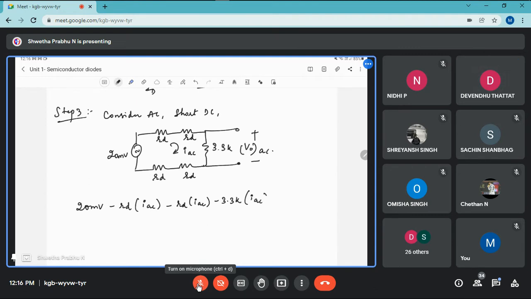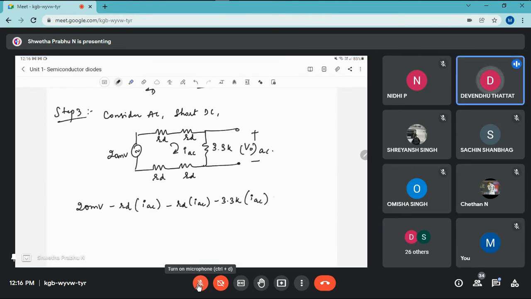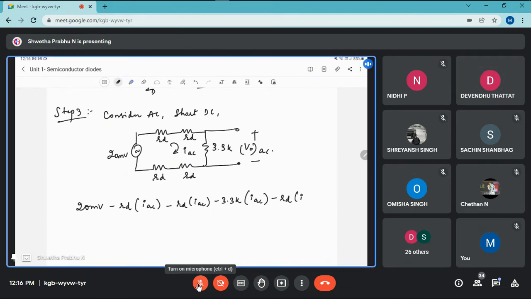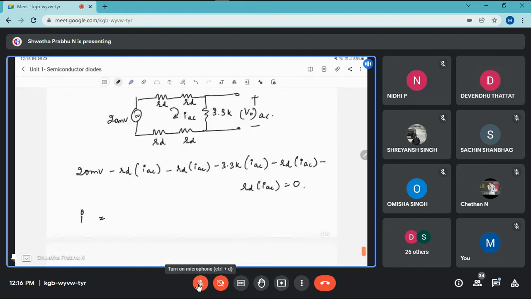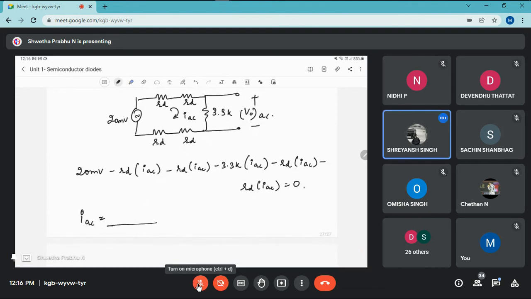Okay. Then again minus RD IAC. I can directly write 2 times RD into IAC. Correct, no? Yes, ma'am. And that is equal to 0. So solve this and get me the IAC value. 0.029 milliamperes.